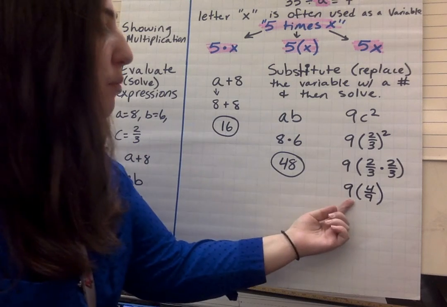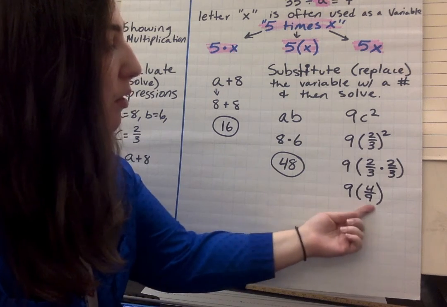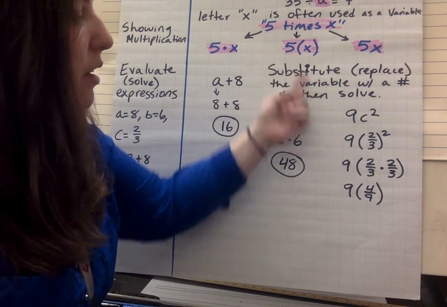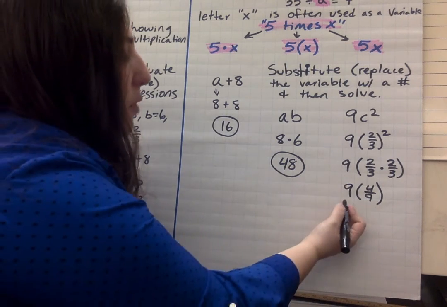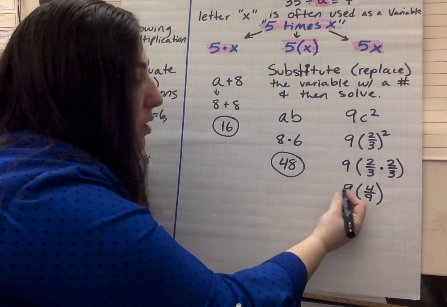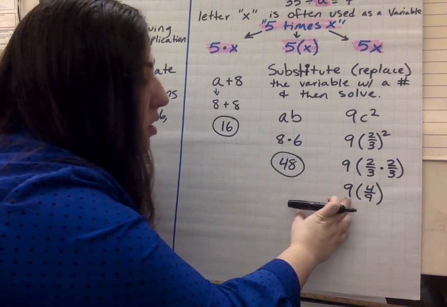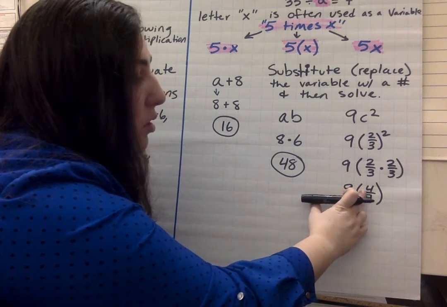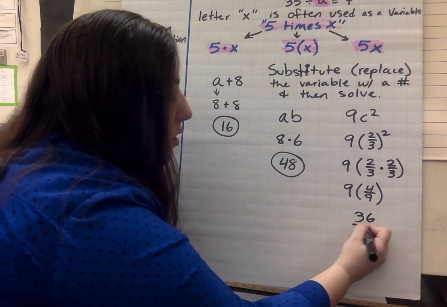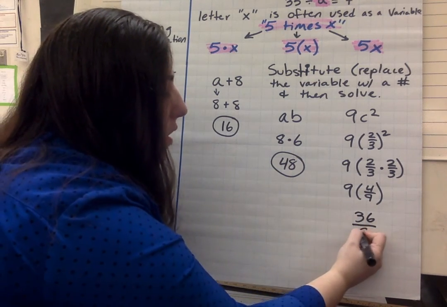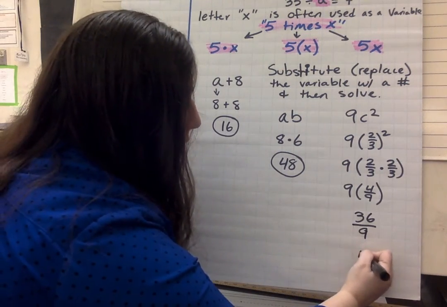Okay, now I need to multiply. Remember, when you see a number next to something in parentheses, with no operation in between, it means multiply. So I'm going to multiply this whole number with this fraction, which we've already learned to do. It's going to be 9 times the numerator, which is 4. It's going to be 36 all over my denominator. 36 divided by 9 is 4.